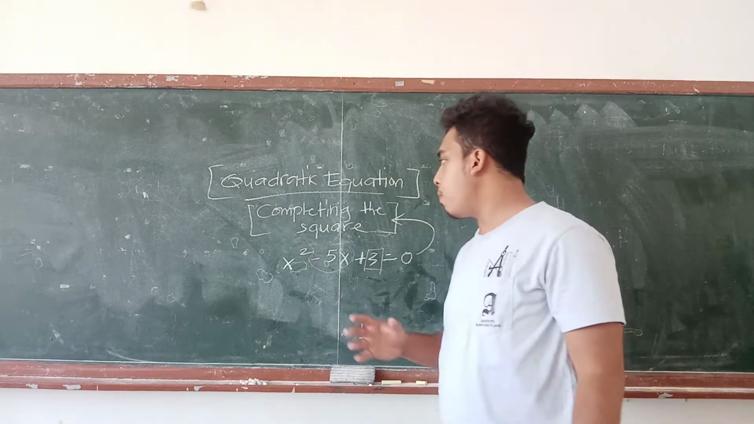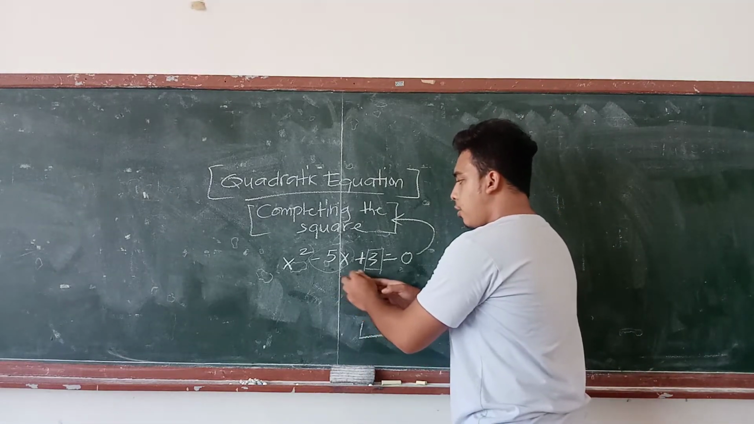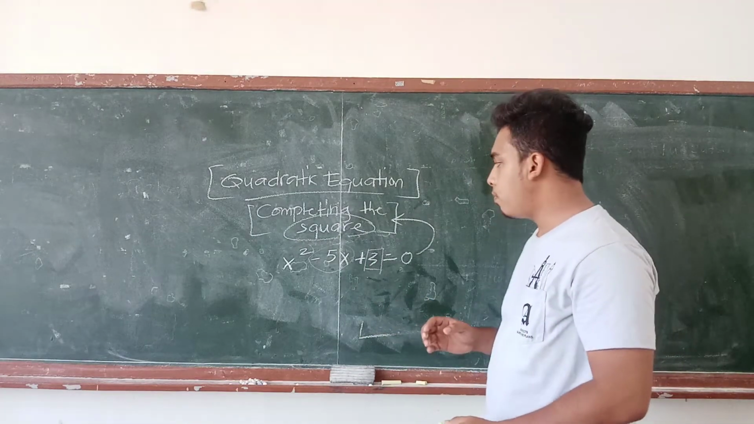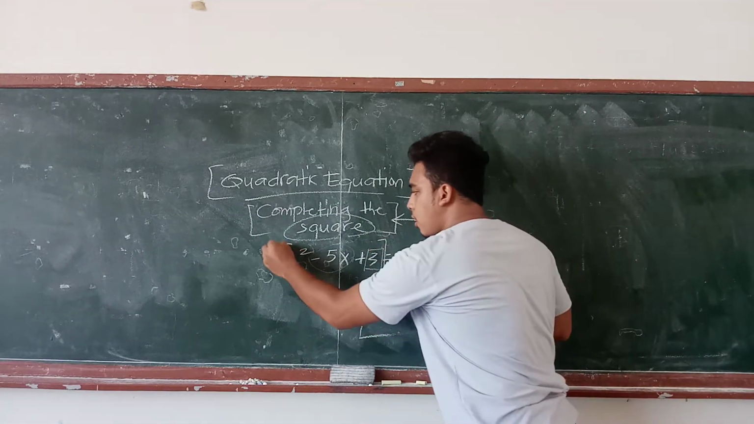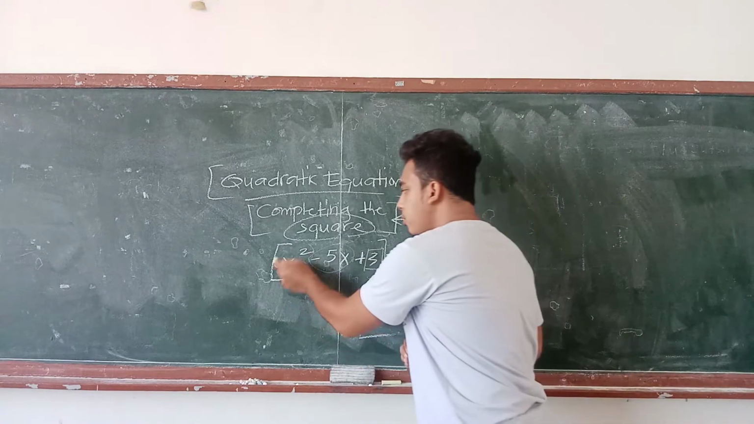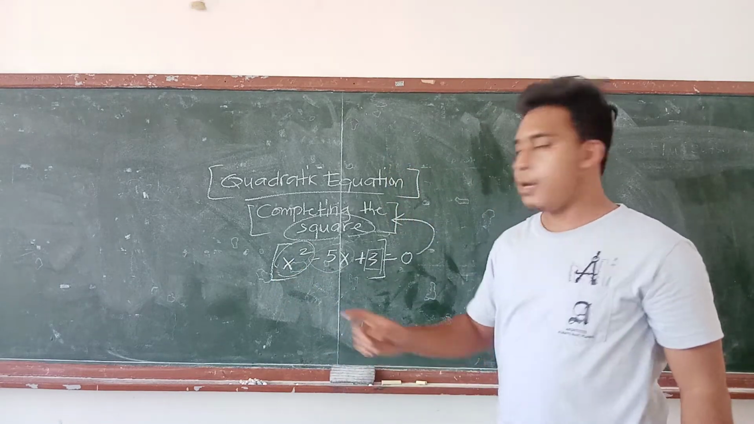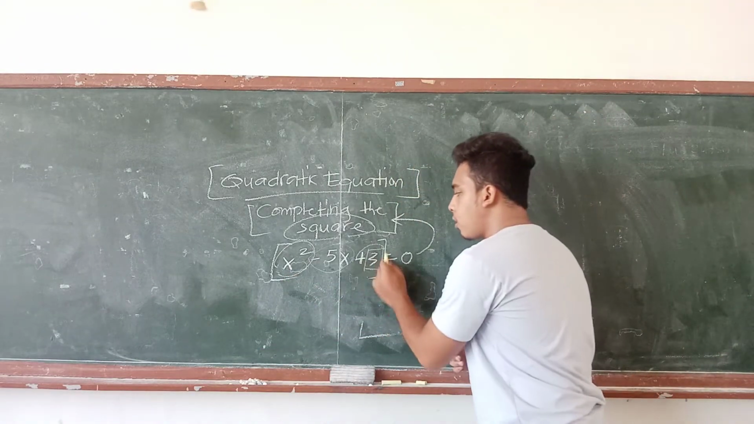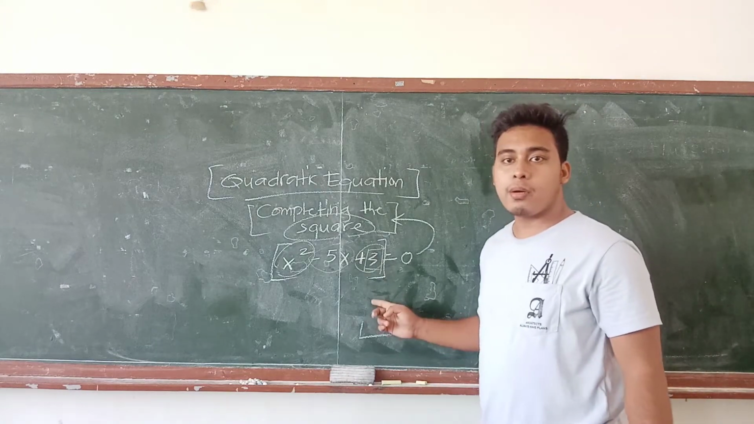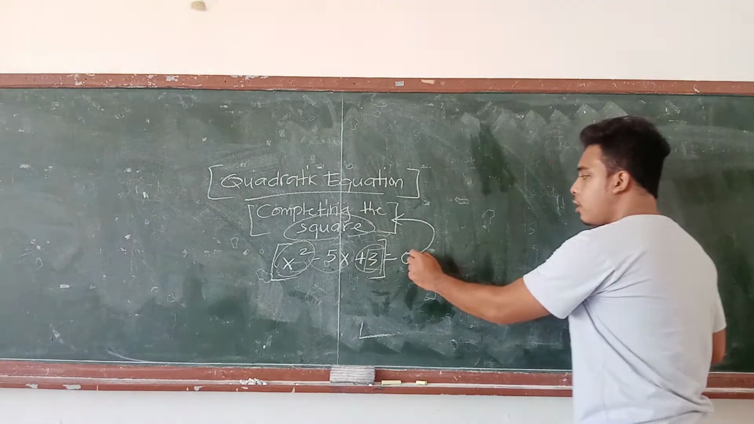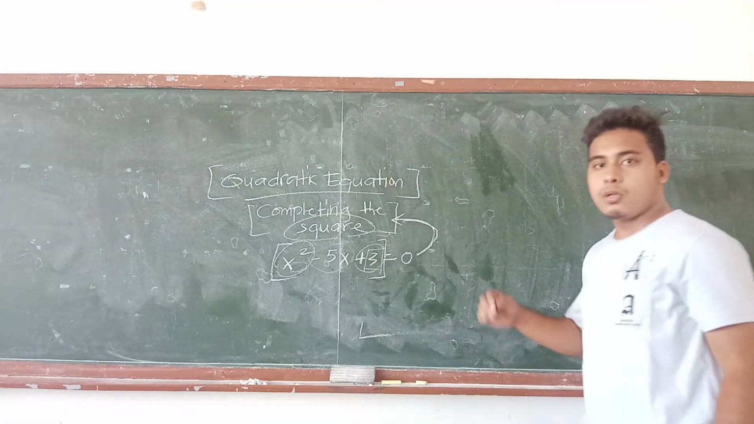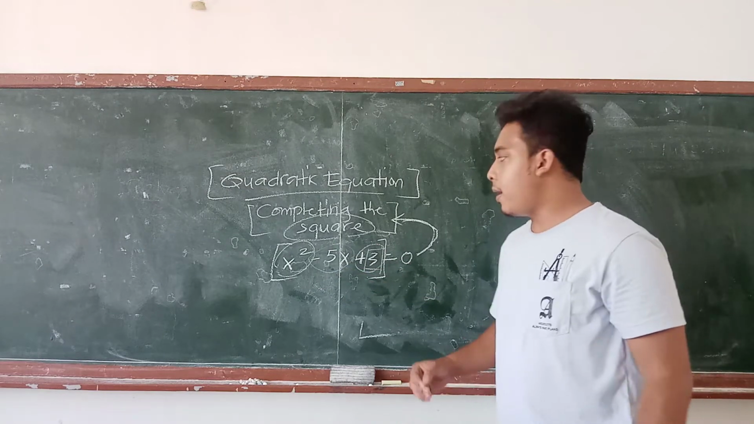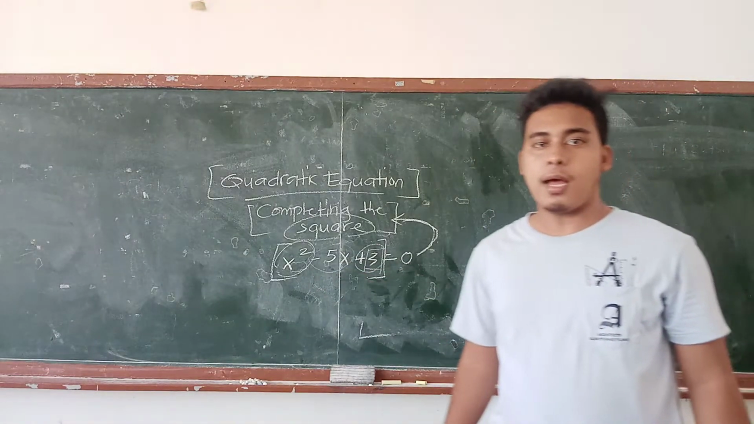Completing the square is simply completing this equation to a perfect square. This equation is not a perfect square. The quadratic term is a perfect square, and the linear term is too, but how about the constant? Is it a perfect square? No. So that's why we need to make this equation a complete square. But how do we do that?